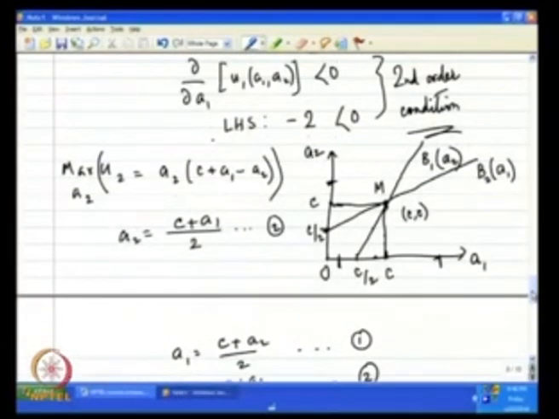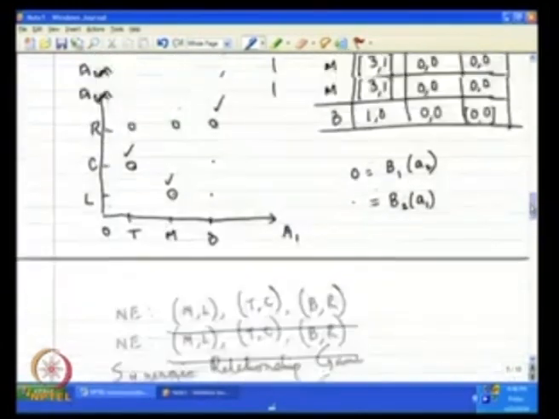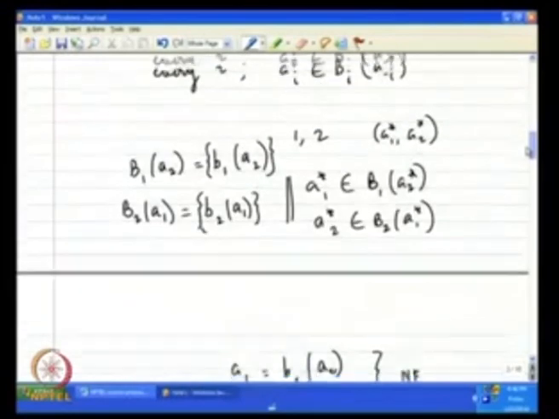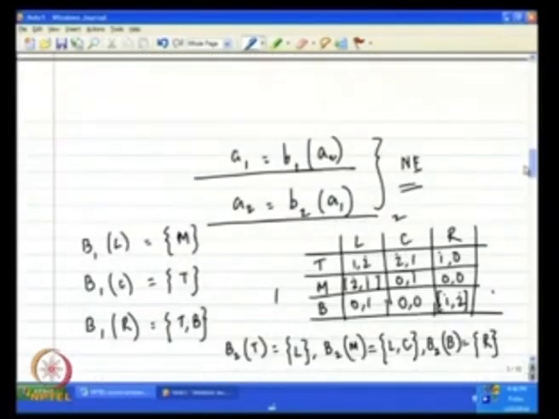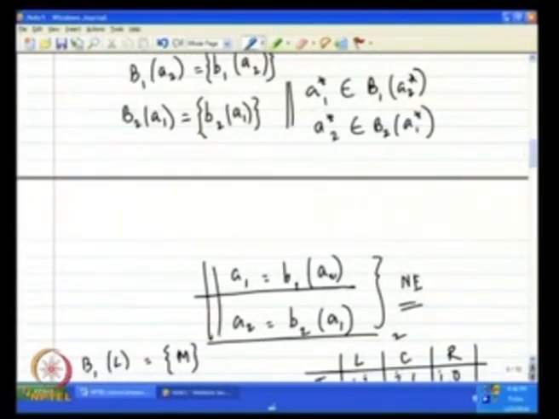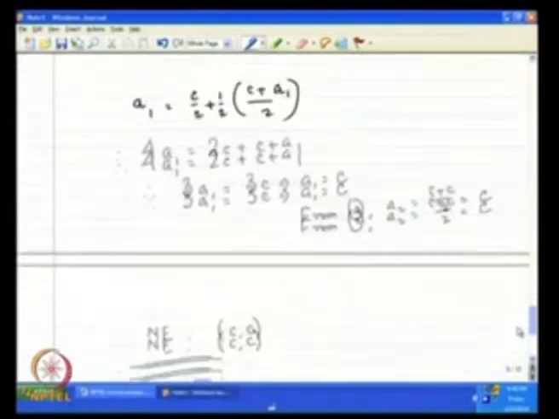Now, why is this point being called Nash equilibrium? Because of what we have said before. If I have two players, and there is one point at which the best response functions give me a unique point, where B1 is a function of A2 and B2 is a function of A1, I solve them and I get a unique equilibrium, the Nash equilibrium.